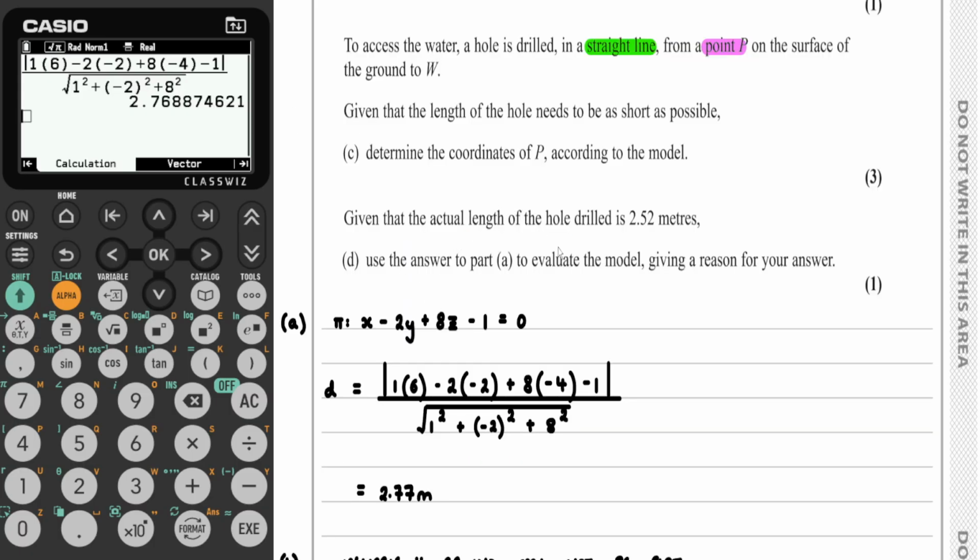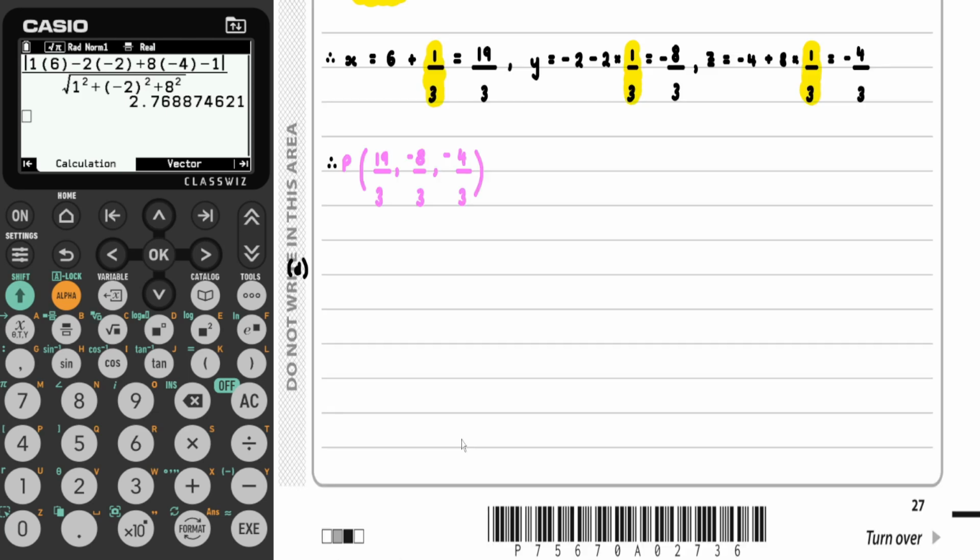Given that the actual length of the hole drilled is 2.52 meters, Part D, use the answer to Part A to evaluate the model, giving a reason for your answer. Well, we found the distance to be 2.77. The actual length of the hole drilled is 2.52. So if I compare these by taking them away, 2.77 take away 2.52, that's 0.25. It's a very small difference. So therefore, we have a reasonably good model.